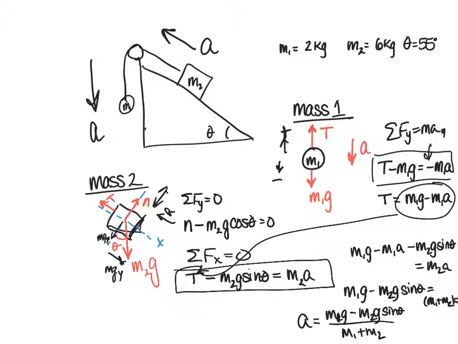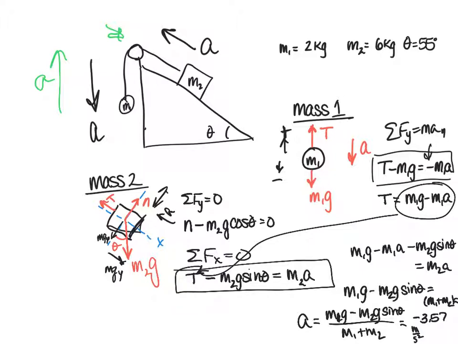I showed you on my work that I got minus 3.57 meters per second squared, and that's because I chose the wrong direction. So actually, everything accelerates in this direction with this acceleration of 3.57. The negative sign tells me I chose the wrong direction, but the number's still right.